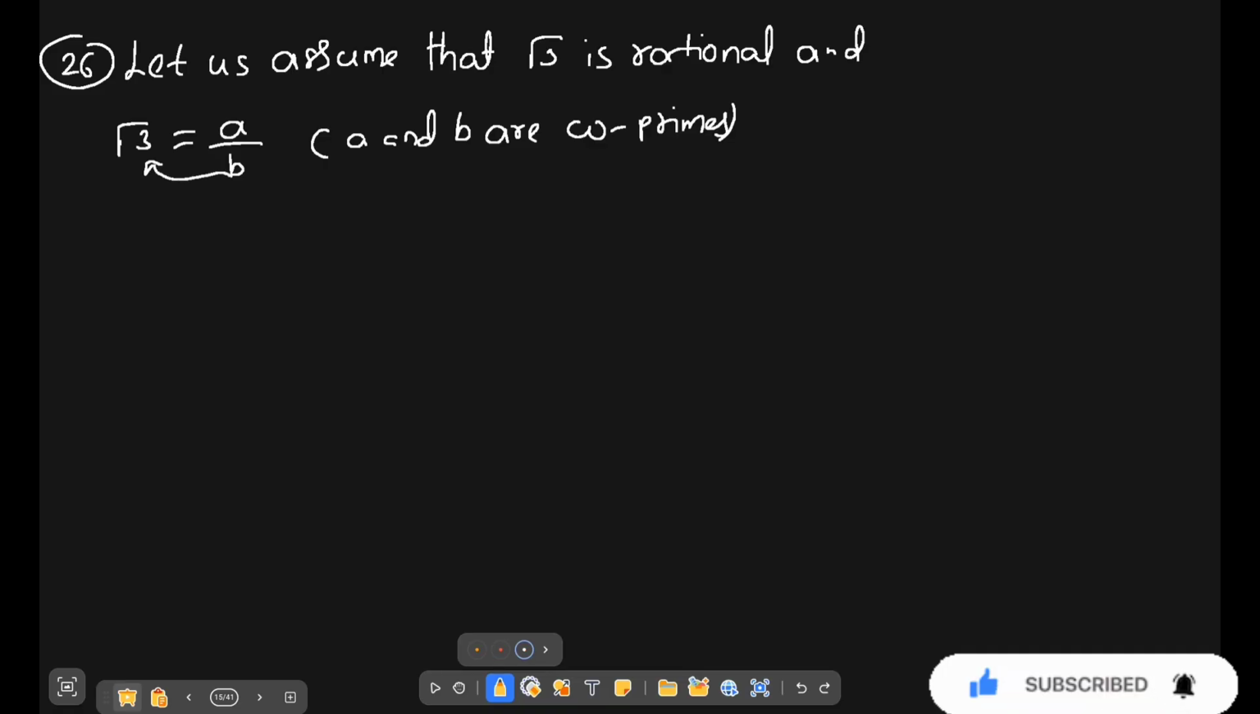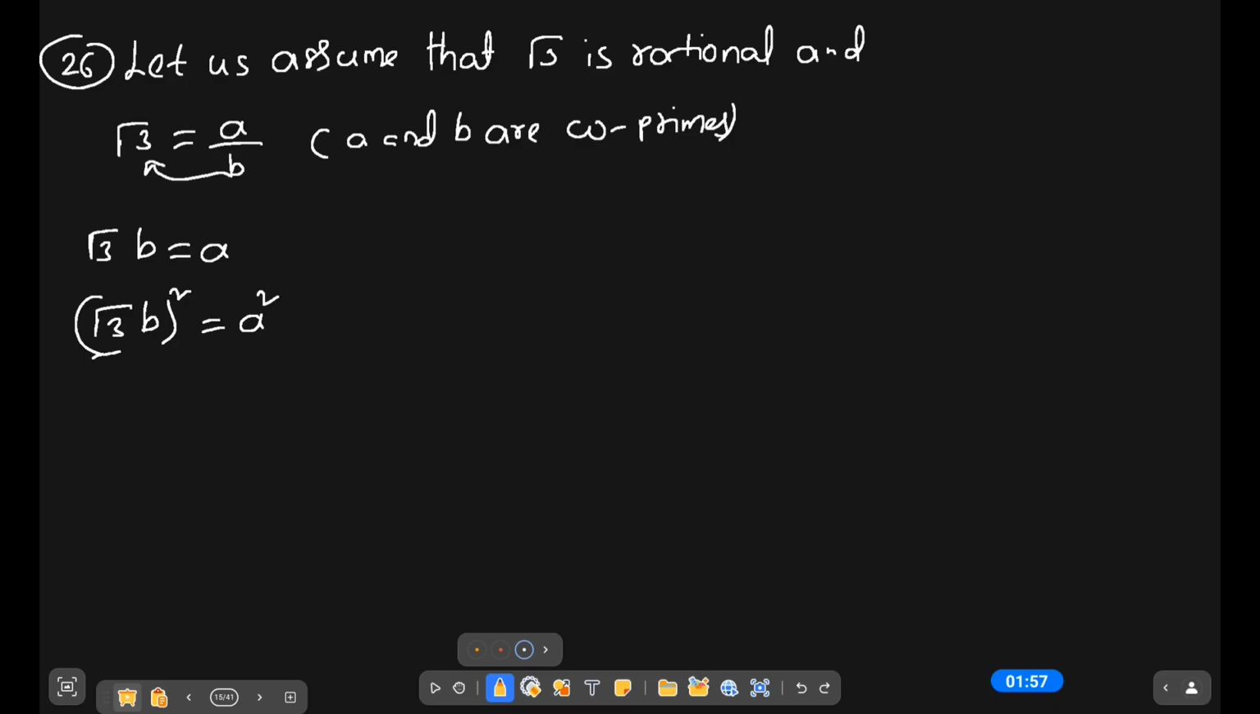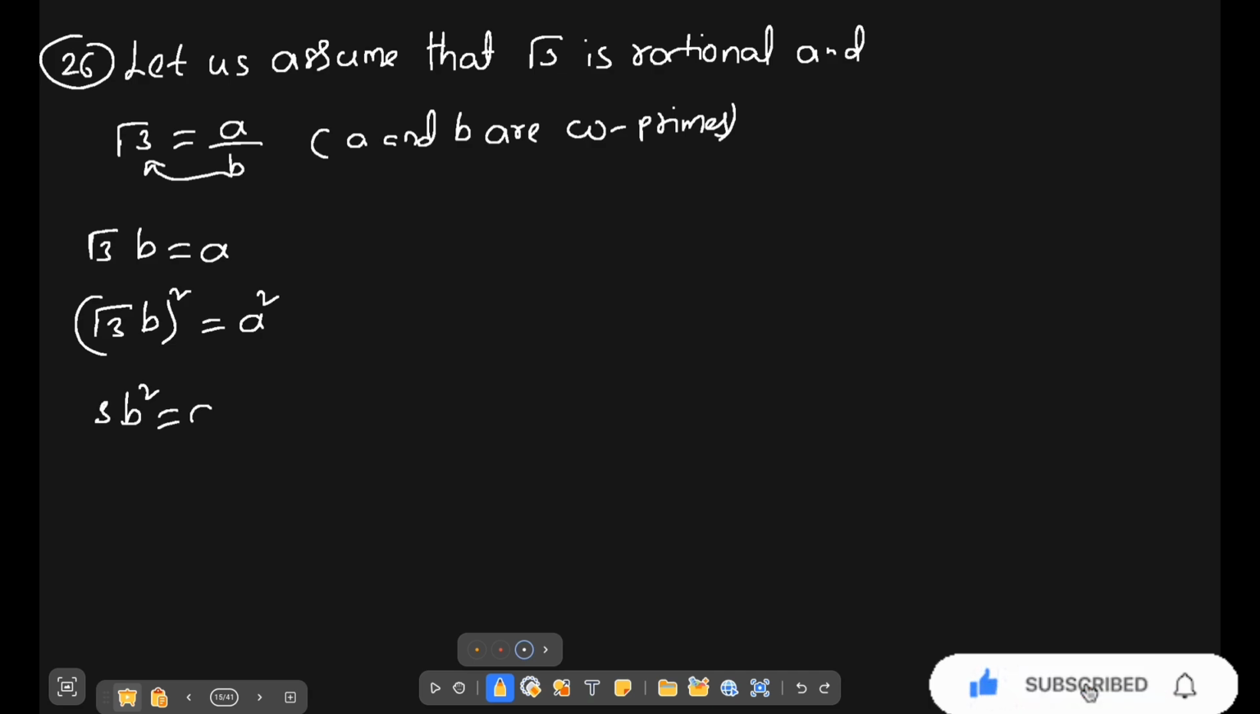Next, bring this b to the left side. It becomes root 3 into b is equal to a. Now squaring on both sides, root 3b whole square is equal to a square. Root 3 whole square is 3 and b square is b square. So 3b square equals a square. Send this 3 to the right side. Now it becomes b square is equal to a square by 3.